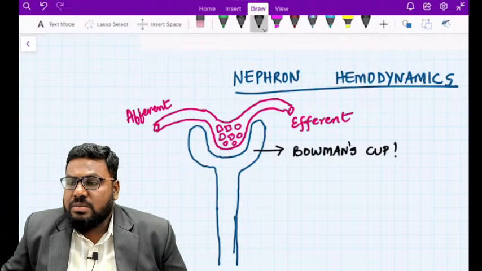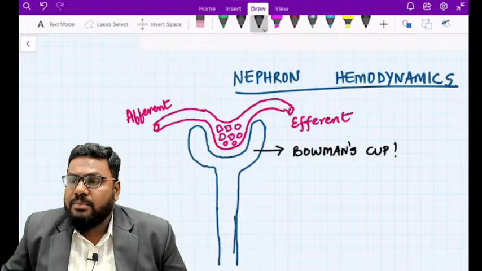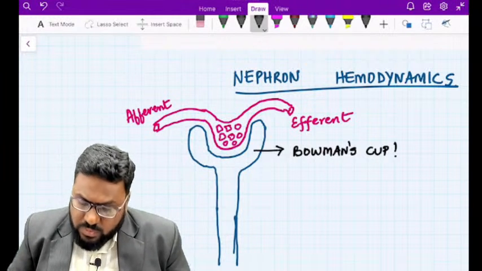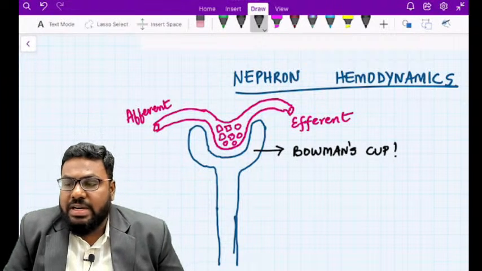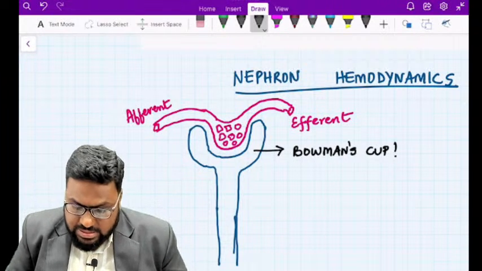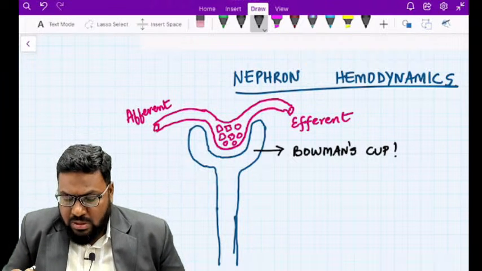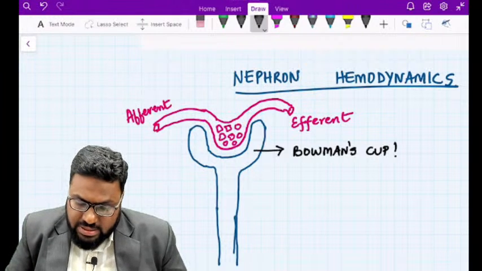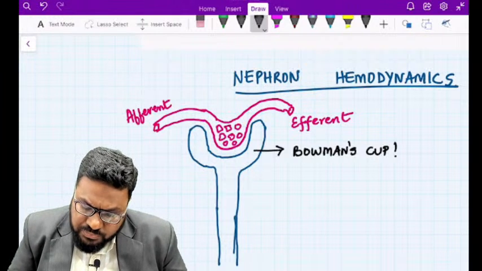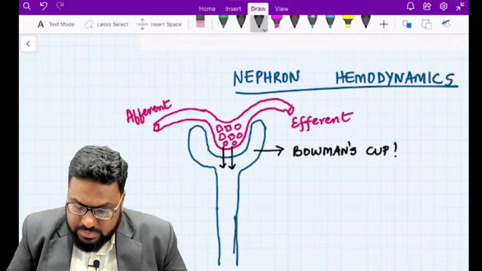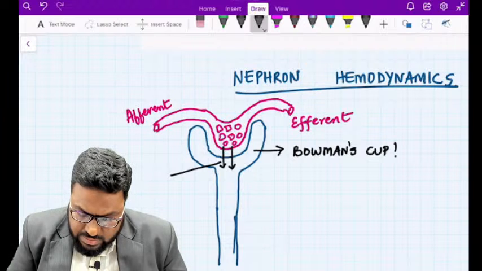So having understood this, let us try to understand what happens. Where do you find filtration? Where do you find reabsorption? Where do you find secretion and excretion? Let us quickly make a simple line diagram and try to understand this. So here, if you see, filtration starts at the Bowman's cup. So this is filtration.